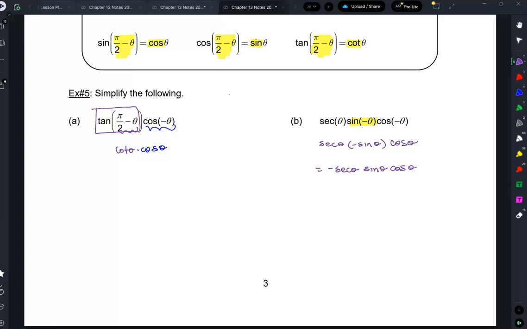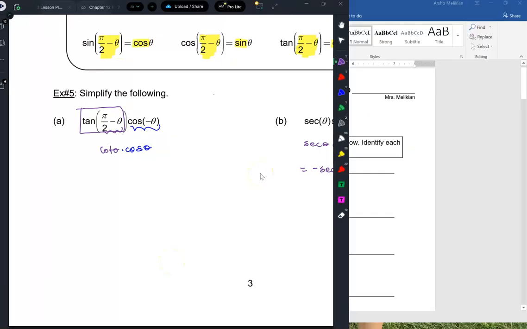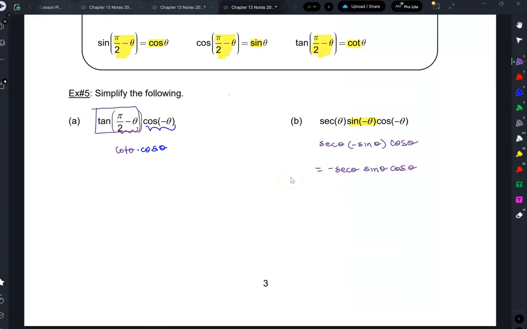So in the last two over there, we simplified a little bit, but there is still room for more. So that's what we're going to do, right? So example 5, A and B.